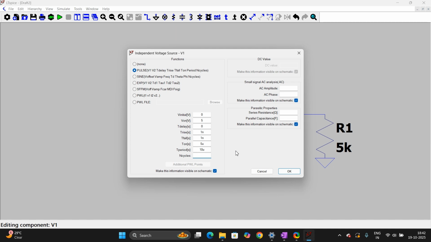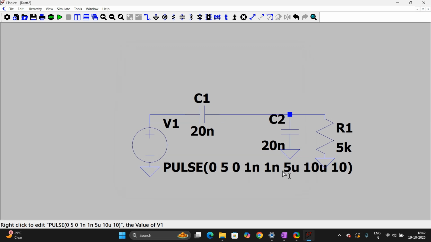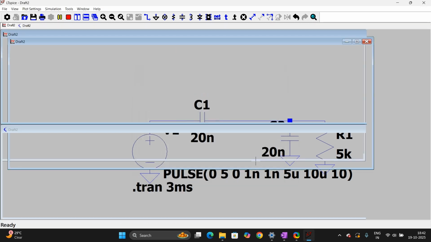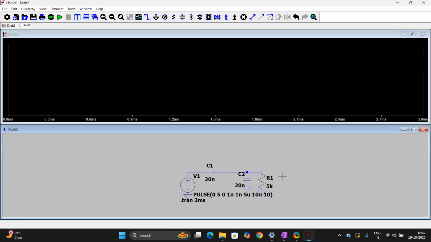What number of cycles do we want? We want 10 number of cycles. This is good for our simulation. Then we will run. For how much time do we have to run? 3 milliseconds. Then press simulate. Click on the first input waveform.